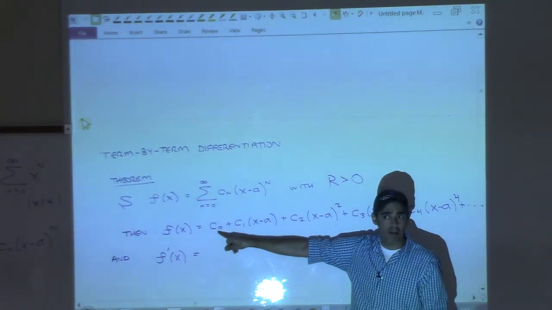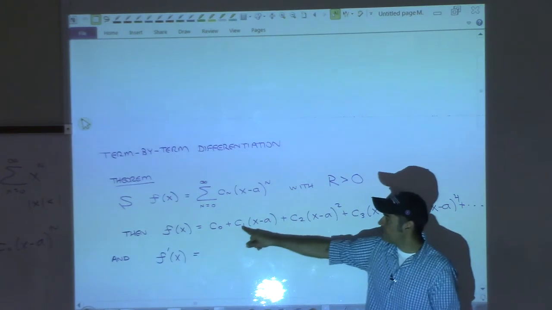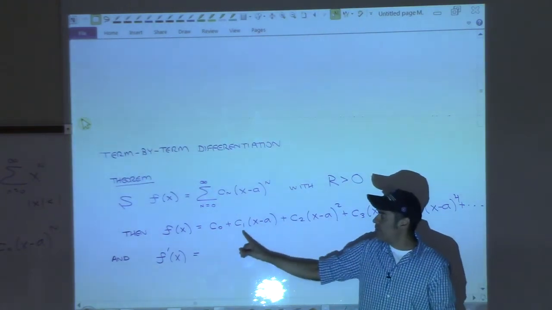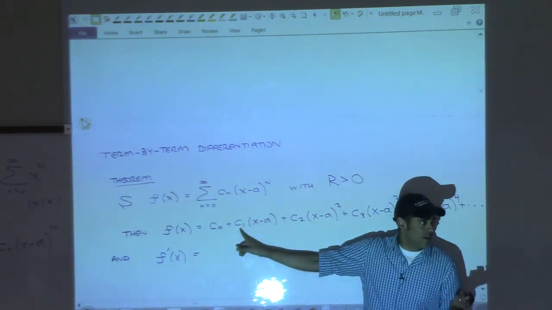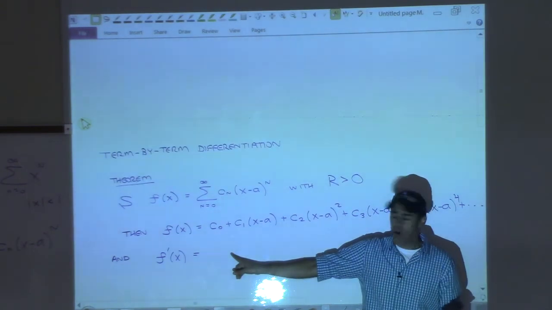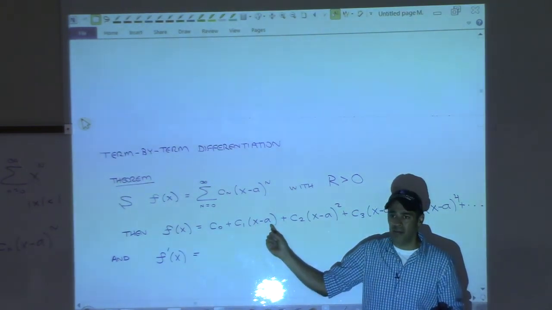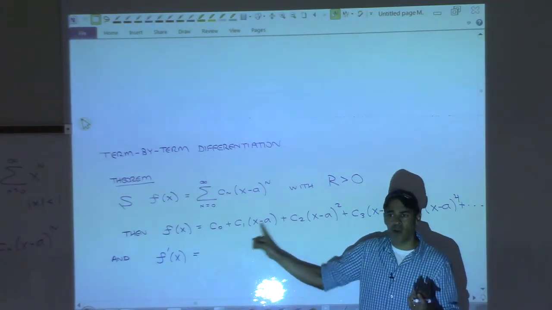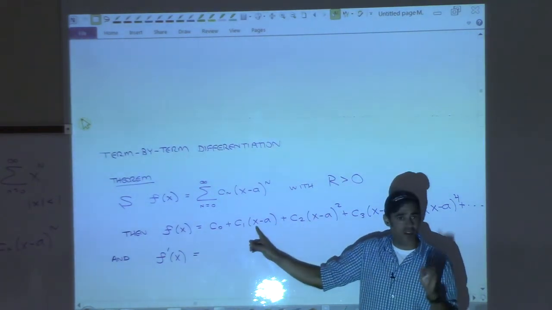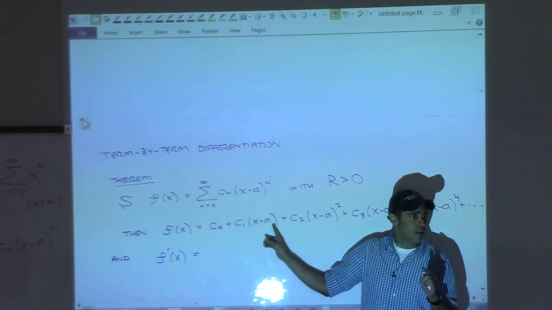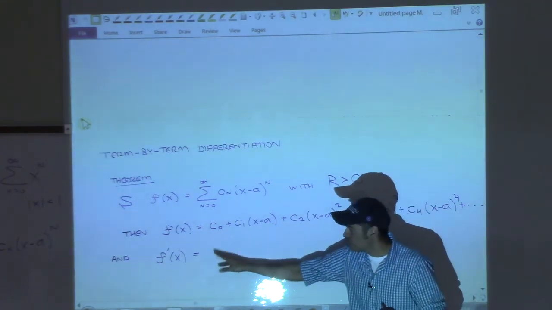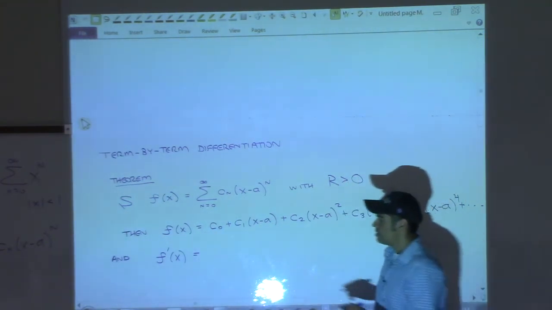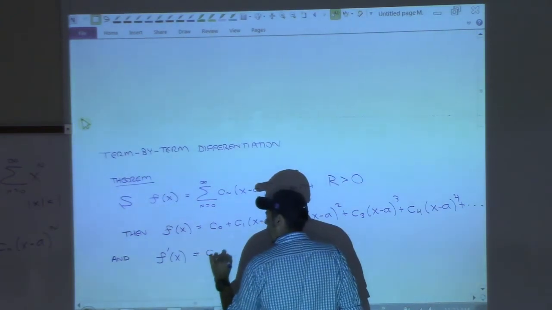Derivative of constant, 0. All right, what's the derivative of this term right here? So c sub 1 is a constant, right? So it's going to come along for the ride. What's the derivative of x minus a? 1, right? Because x is our variable, a is a constant. So derivative of x is 1, derivative of a is 0. So what should we get as our first term in our derivative? c sub 1. Okay, plus.